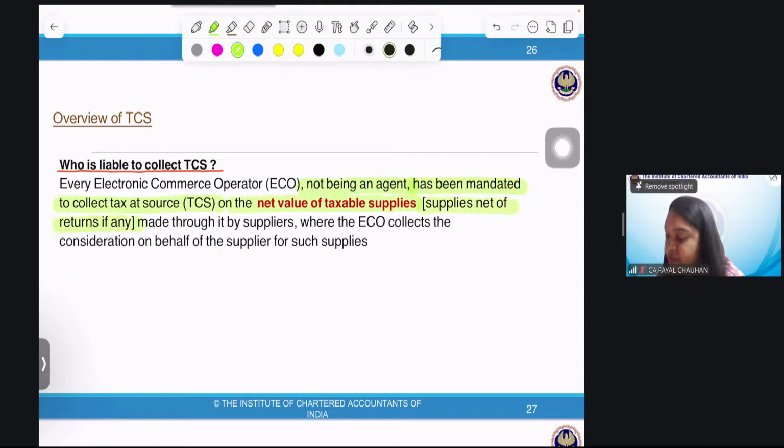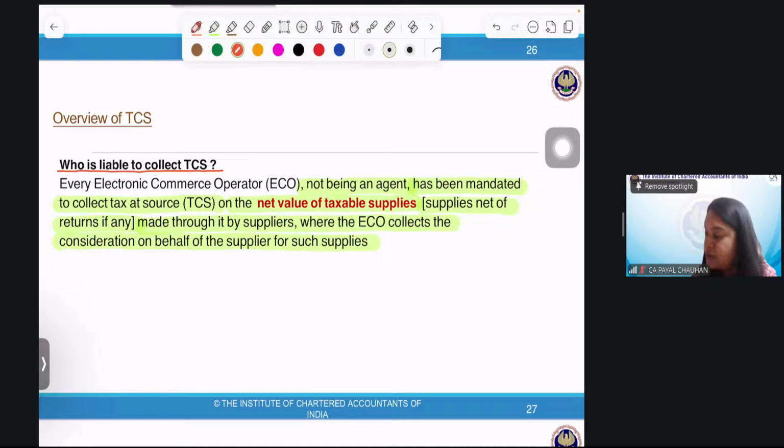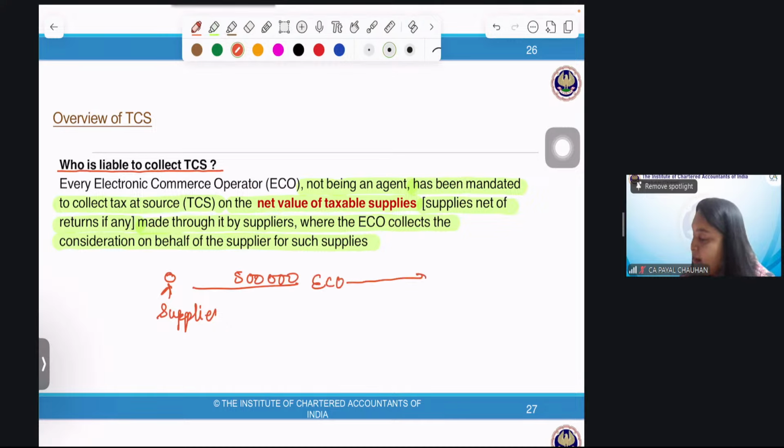supply net of return, if any, made through it by a supplier, where the eco collects the consideration on behalf of the supplier of such supply. The only thing which you won't understand, I'll explain, and then tell me, did you people understand? See, I'm the supplier. I supplied goods worth rupees 5 lakh to eco and eco gave it to the public worth rupees 5 lakh. But anyhow, 1 lakh worth sales return.